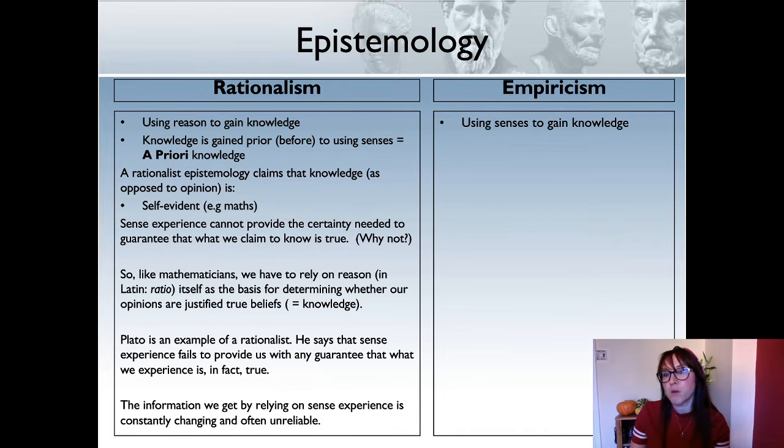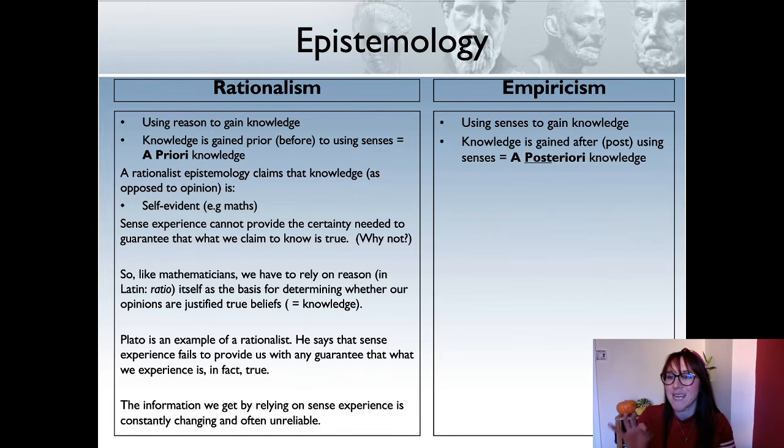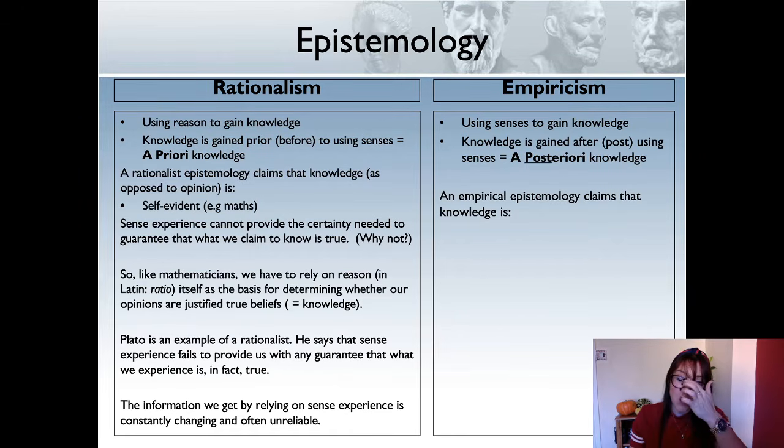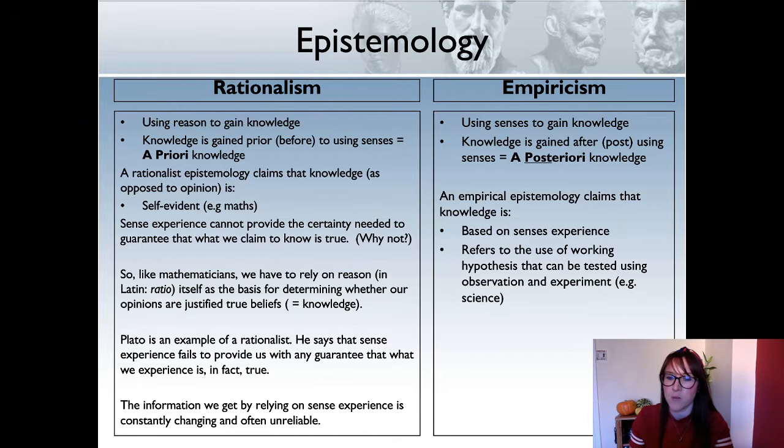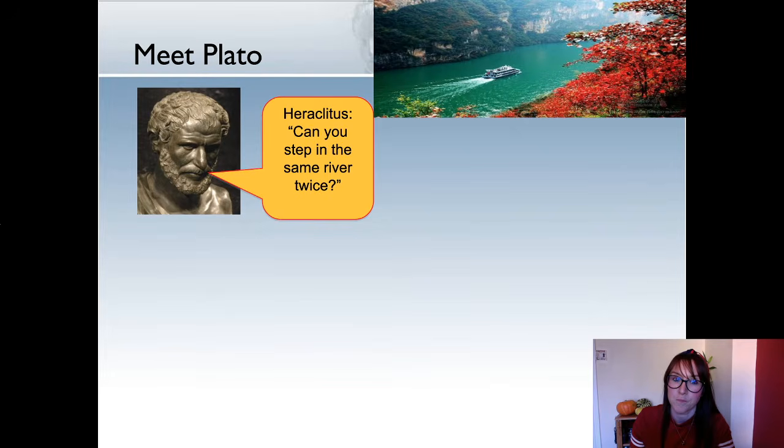On the other side, you have empiricism. Empiricism gains knowledge through senses. This therefore becomes a posteriori, or as in post senses, after senses. So again, an argument is an a posteriori argument. An empirical epistemology claims that knowledge is based on sense experience, refers to the use of working hypotheses that can be tested using observation and experiment. Aristotle, who we're going to come across in our next video, is an empiricist. So Aristotle and Plato have extremely different approaches to the way that they gain knowledge. Right, so let's meet Plato.